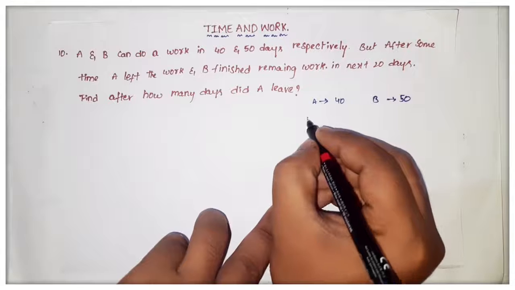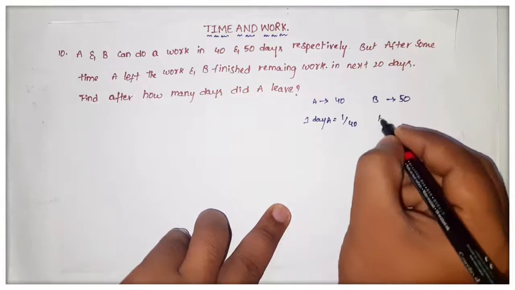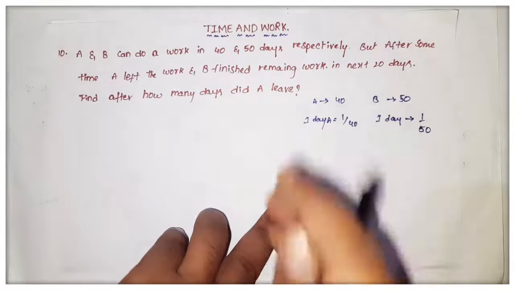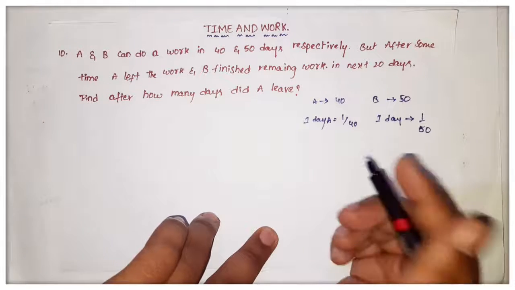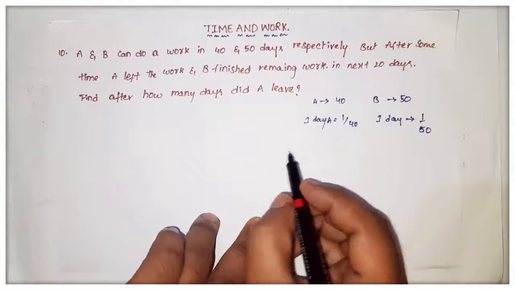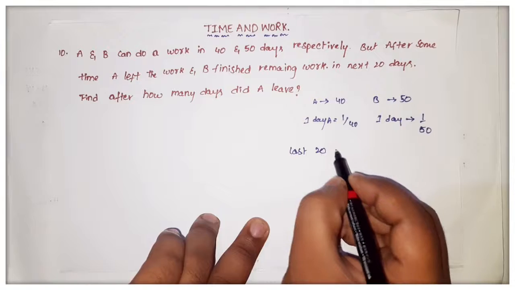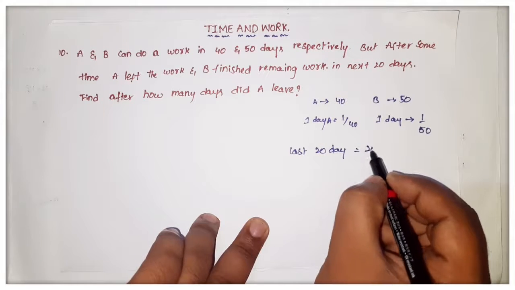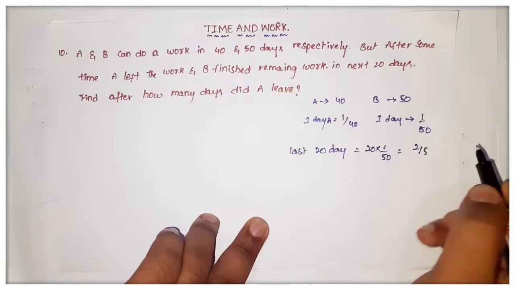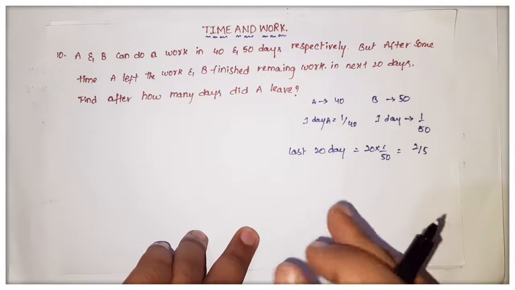So work done by A in one day is 1 by 40. Work done by B in one day is 1 by 50. Okay. So in the last 20 days B alone worked. So work done by B in the last 20 days is 20 into the 1 day work of B, that is 1 by 50, which is 2 by 5. So 2 by 5 of the work has been done by B alone.